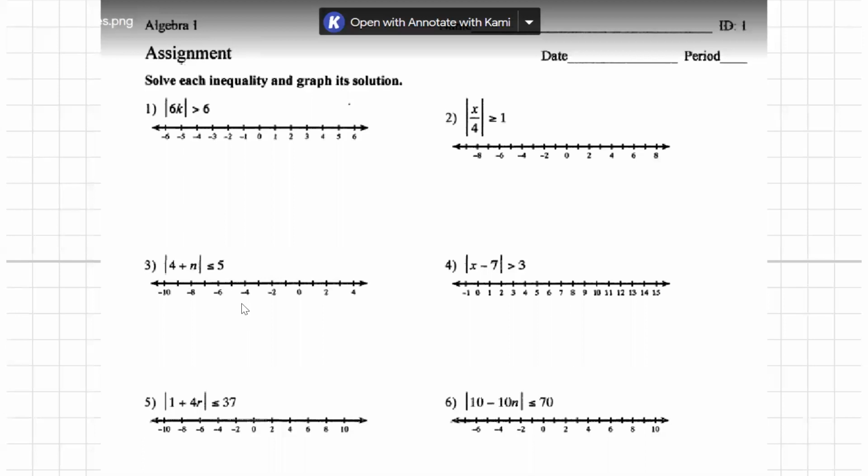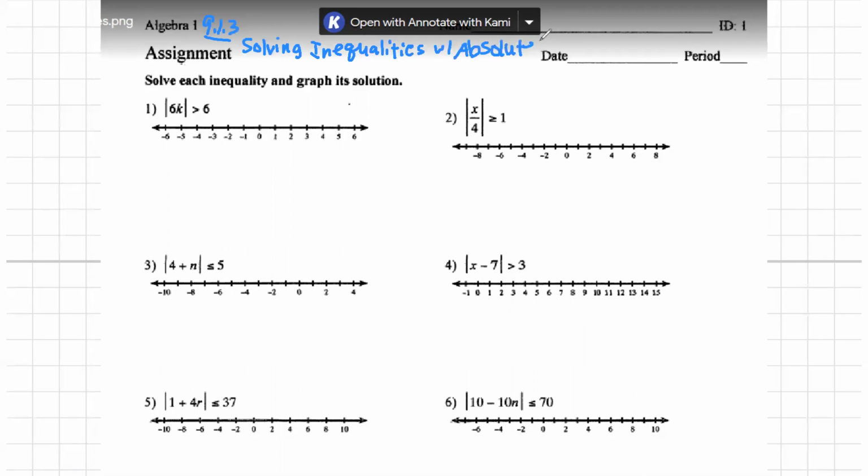All right, so the title of these notes, let's make the title 9.1.3. I don't have room for a title. 9.1.3, solving inequalities with absolute values.